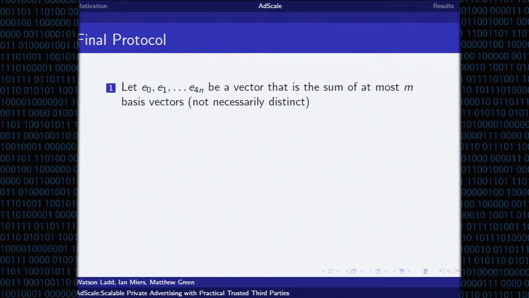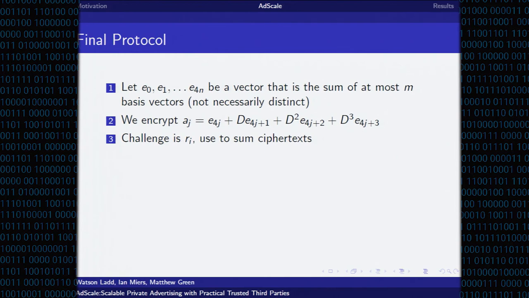Final protocol. So we have a vector of size 4n. I'm going to make sure all my indices are nicely divisible. And some of it most m basis vectors, not necessarily distinct. We encrypt some AJs. The AJs are defined as this nice sum of some EIs. And then the challenge is a bunch of RIs. There's n of them. And then we compute the cipher product over, sorry, we take the product of AI times CI, same as before.